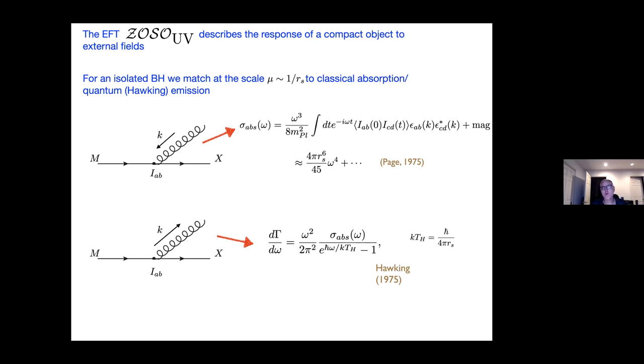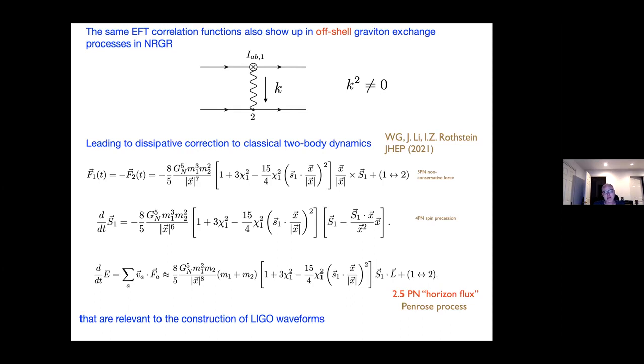Or if you wanted to, this is not relevant for phenomenology, obviously, but if you wanted to, you could also incorporate quantum effects. So if you look at emission, you can also match that by comparing to the Hawking emission rate. And then the point of that is that once you've done the matching on shell, effective field theory predicts that the same processes, the same correlators will show up when you do off-shell graviton exchange. And so doing that allows you to calculate from this simple matching calculation, non-trivial binary dynamics.